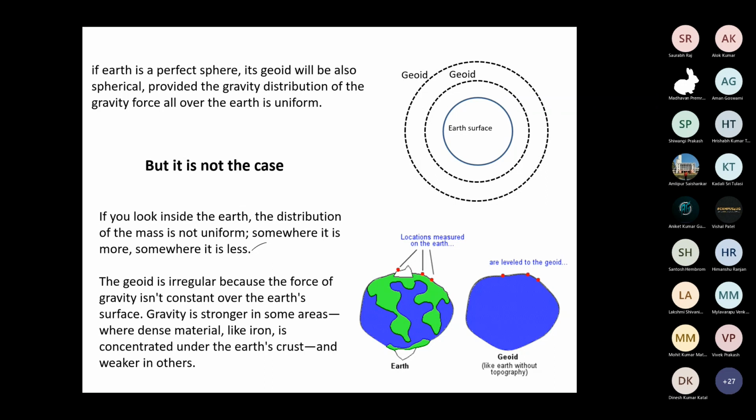Over the Earth's surface, gravity is stronger in some areas where dense material like iron is concentrated under the Earth's crust, and weaker in others. So now what is happening? Again there is some problem. The mean sea level I have solved. Now what next?